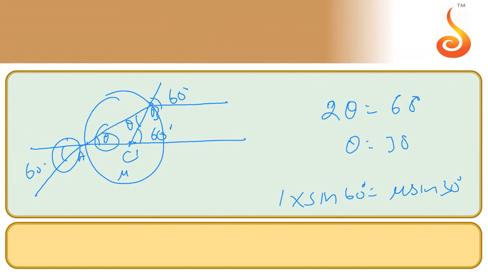Tan... root 3, root 3. Mu is equal to root 3. Okay, so I'm done.